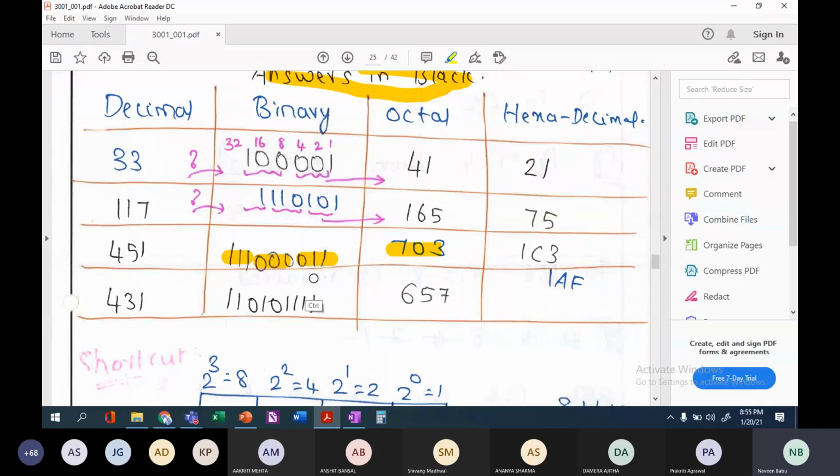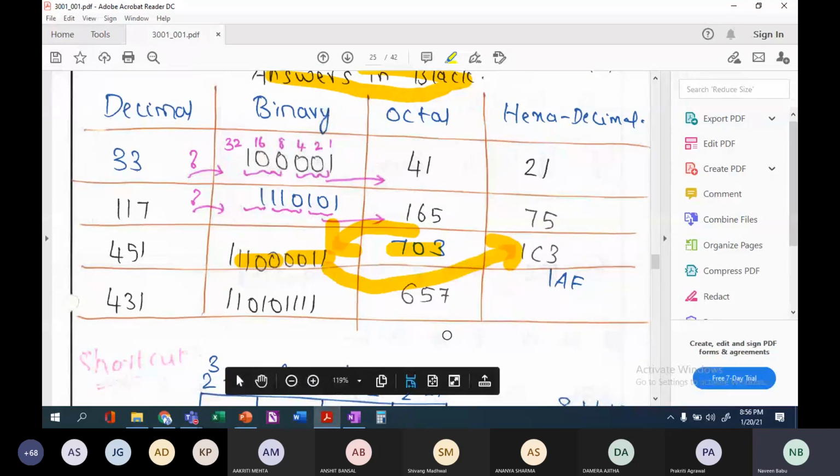Now what you should do is, with the available binary bits, create 4-bit groups. This 4 is done and this 4 is done, and I have only 1 remaining. I can pad 3 zeros in front of it. So 0001 corresponds to 1, 1100 corresponds to C, and 0011 corresponds to 3. So first I convert this into binary, and from binary I convert to hexadecimal.